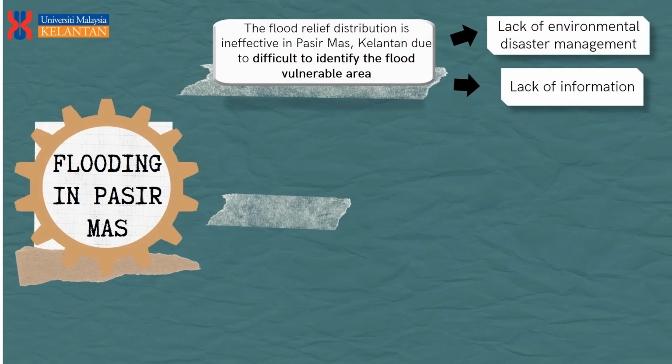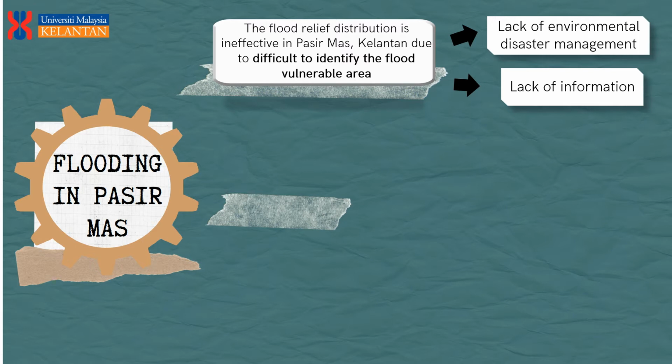Kelantan became one of the locations greatly impacted by flood disaster, located at the east coast of Peninsular Malaysia. One of the locations in Kelantan that was affected by the flood is Pasir Mas. Based on previous studies, the flood relief distribution is ineffective in Pasir Mas because it is difficult to identify the flood vulnerable areas. This became a main issue in Pasir Mas due to the lack of environmental disaster management and information.